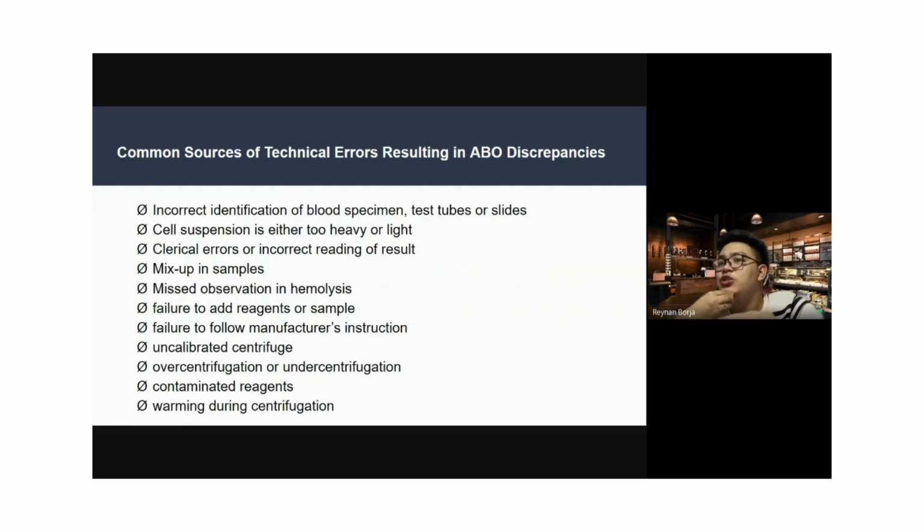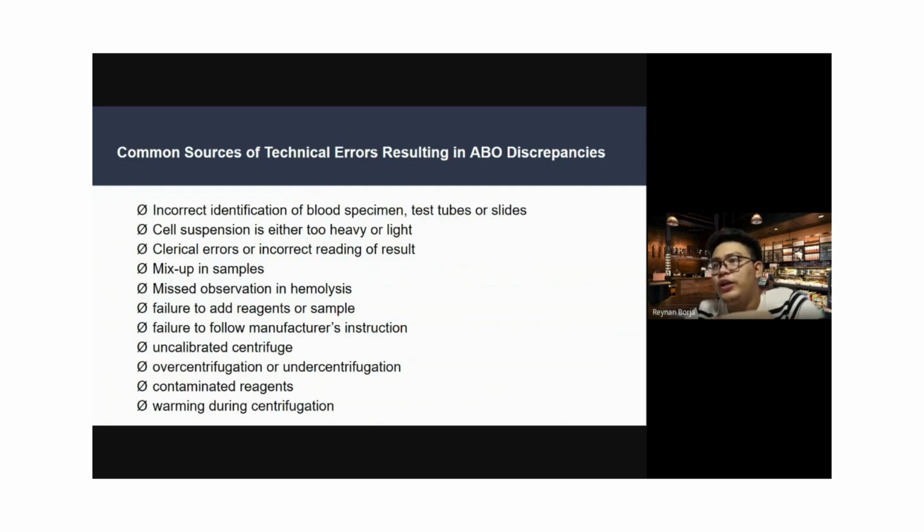So, cell suspension is either too heavy or light. Kaya nga meron tayong ina-achieve na 5% and meron tayong sinasabing protocol na dapat sundin. So, either if it's light or heavy, hindi ka nagsunod ng protocol, so possible mag-cause ng erroneous result.